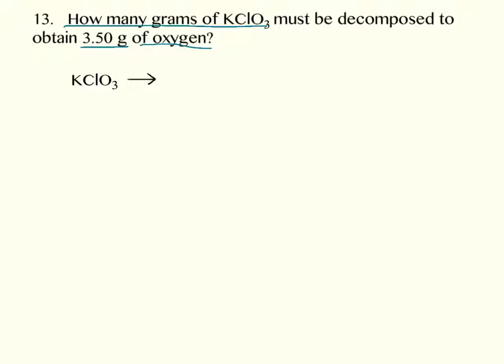Our first step is to get a balanced chemical equation. Remember that potassium chlorate decomposes into KCl and O2. Let's balance that with a 2 in front of the KClO3 and KCl, and a 3 in front of the oxygen. Every time I have a stoichiometry problem, I find it much simpler if I just write down what I'm looking for underneath the question. So underneath KClO3, there's a question mark grams. Underneath the oxygen, there's 3.5 grams.